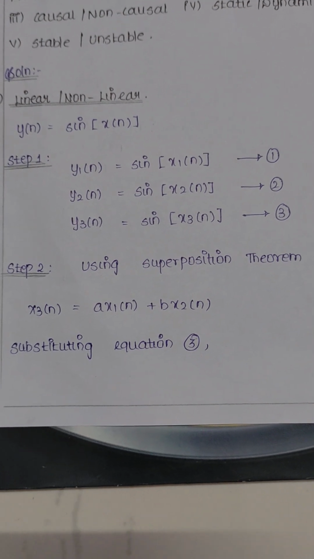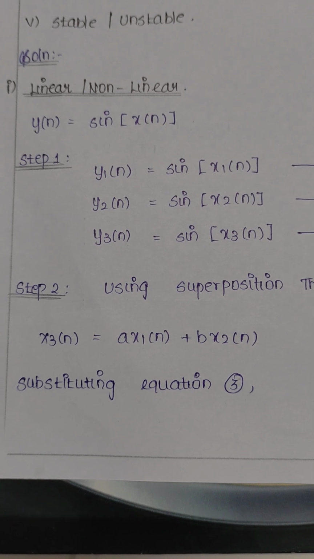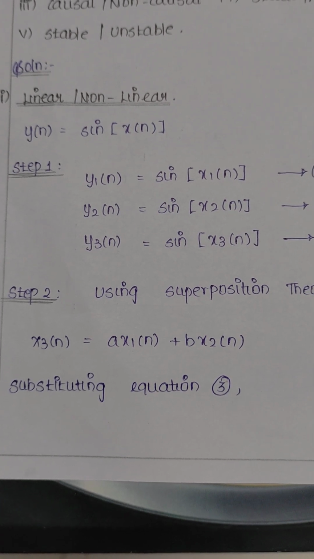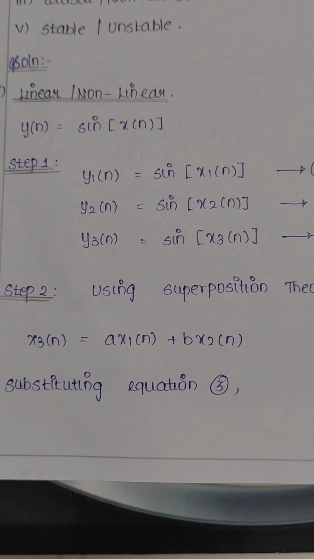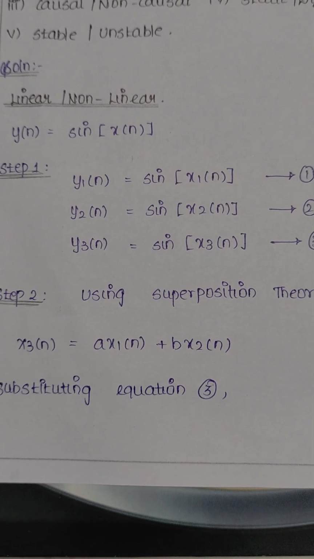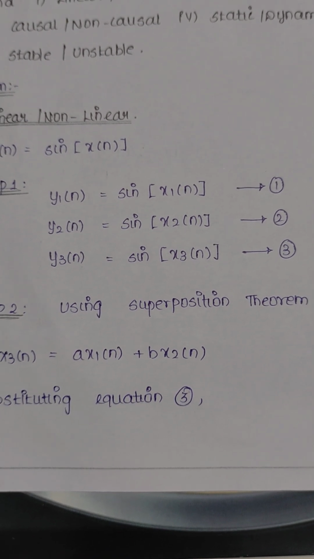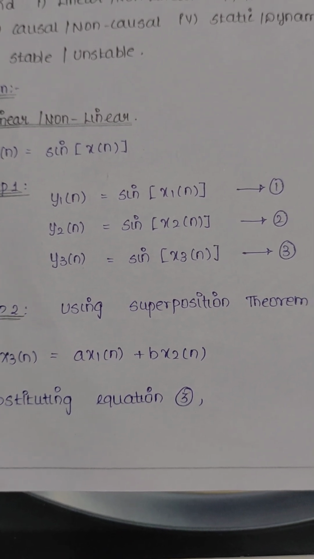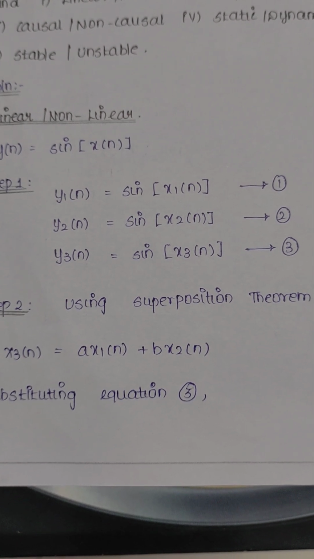Take the question, y of n is equal to sine x of n. Step number 1: whatever the question is, write it in terms of 1, 2 and 3, both inputs and outputs, x of n as well as y of n. So y1 of n is equal to sine x1 of n, y2 of n is equal to sine x2 of n, y3 of n is equal to sine x3 of n. Equations number 1, 2 and 3.